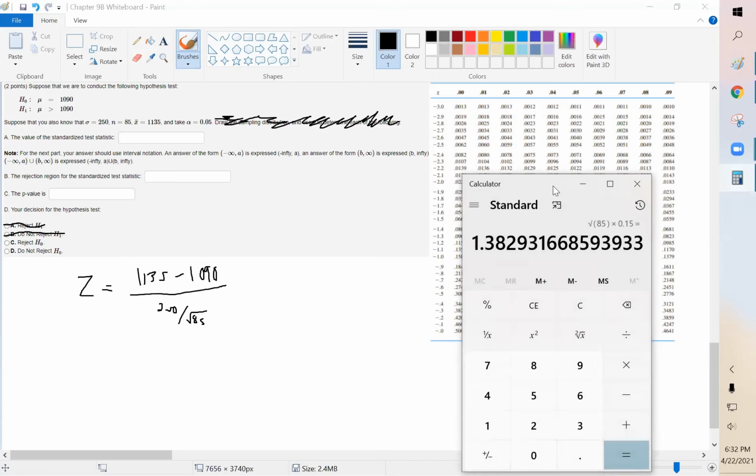We pull up the calculator. Square root of 85, same as bringing that in the denominator. 1135 minus 1090 is 45. And divide that by 250. And we get a z-score of 1.660.